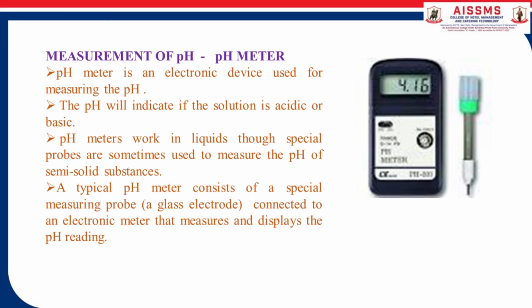A pH meter works in liquid, though special probes are sometimes used to measure the pH of semi-solid substances. The meter is shown in the adjoining figure, which is used to check the pH of a particular solution. A typical pH meter consists of a measuring probe or an electrode which is connected to an electronic meter which displays the meter reading. In the figure you can see that the pH is measured and 4.16 is the indication which can be seen on the pH meter as a reading.